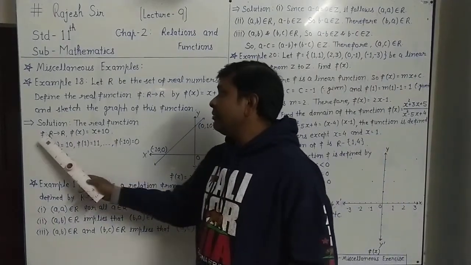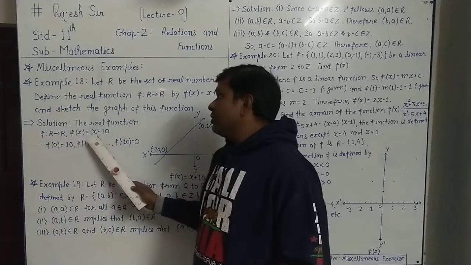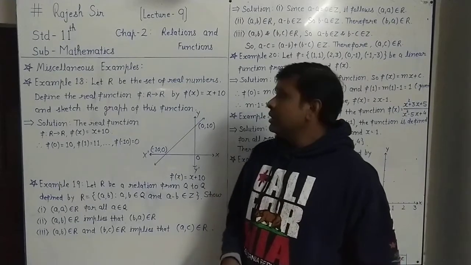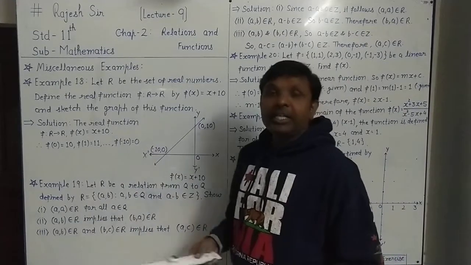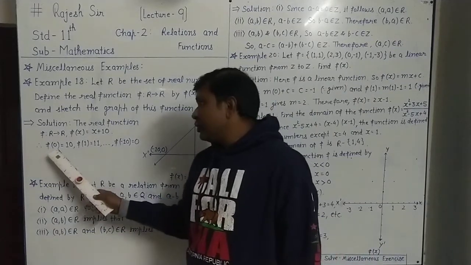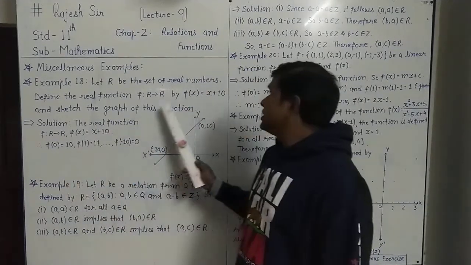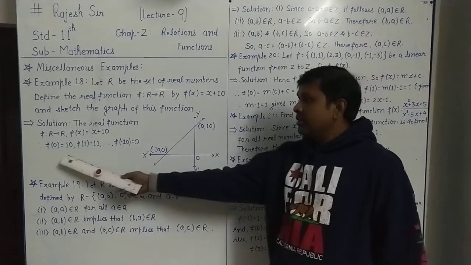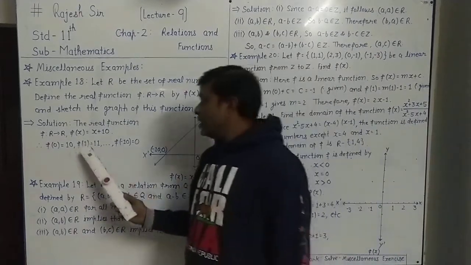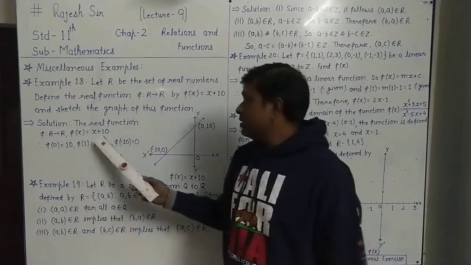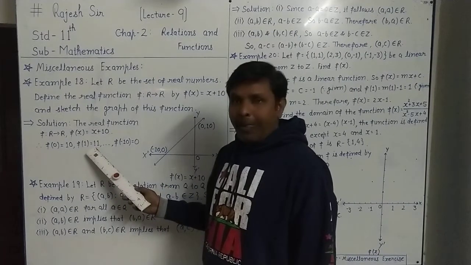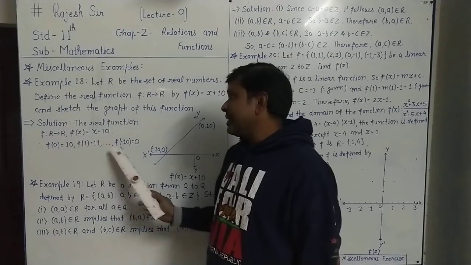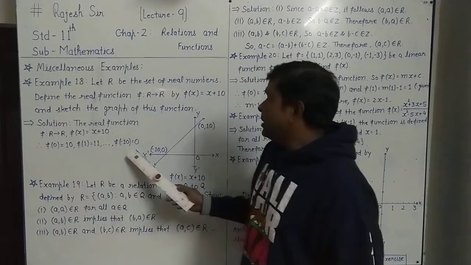Solution: the real function f from R to R, f(x) = x + 10, for any value of x which belongs to the real numbers. x belongs to R, so any real number we can take. For 0, f(0): if you place x equal to 0, 0 plus 10 is 10, right? For f(1), x equals 1, 1 plus 10 is 11. Similarly, if you place x equals minus 10, minus 10 plus 10 will be 0.